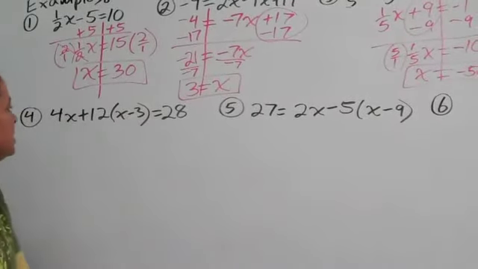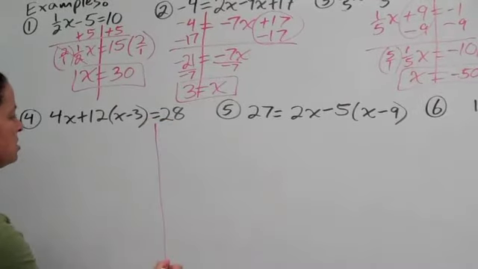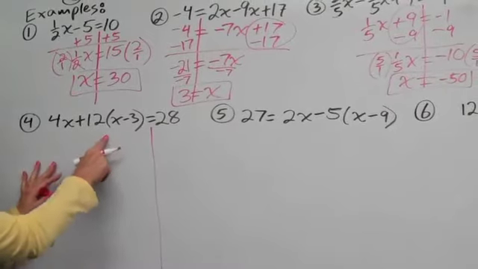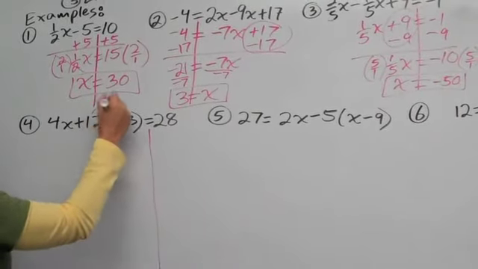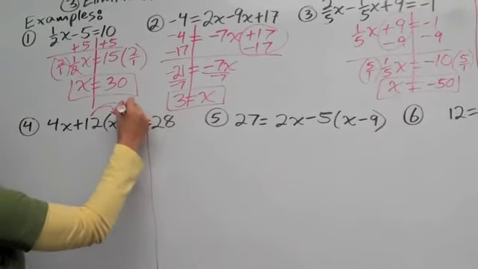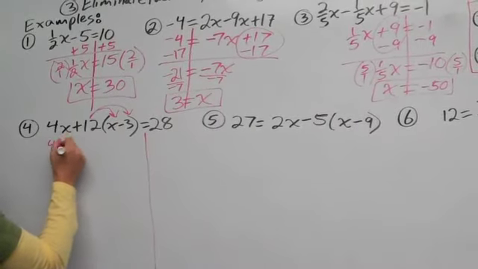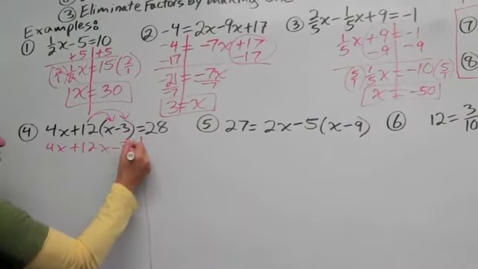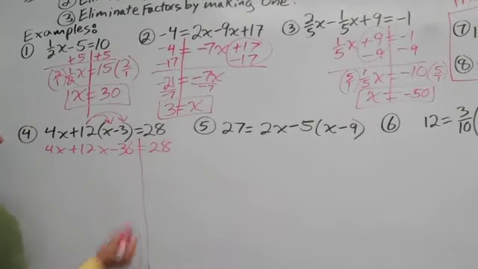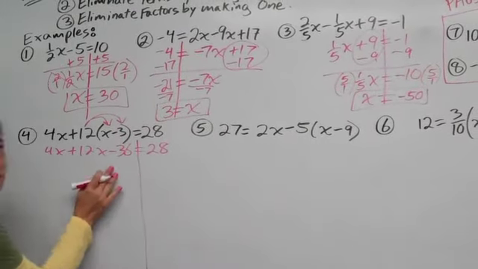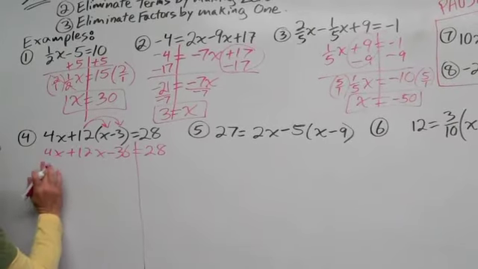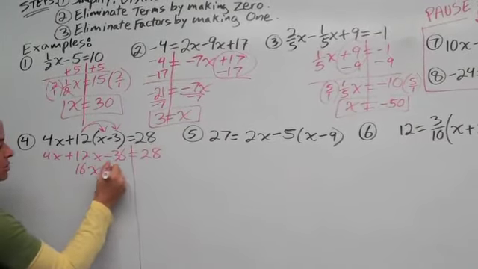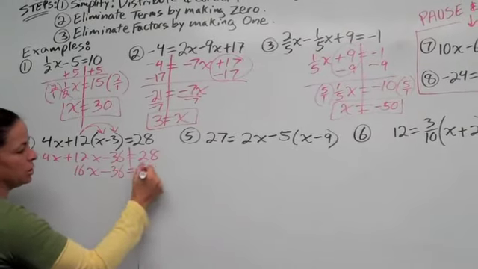All right, back to some basics. Let's see, simplify. Well, I do actually have a distribute, so I'm going to start with distributing the 12 to the x and the 12 to the 3. So I have 4x plus 12x minus 36 equals 28. And can I simplify anything else on the left side of the equation? Yes, the 4x and 12x add up to 16x minus 36 equals 28.